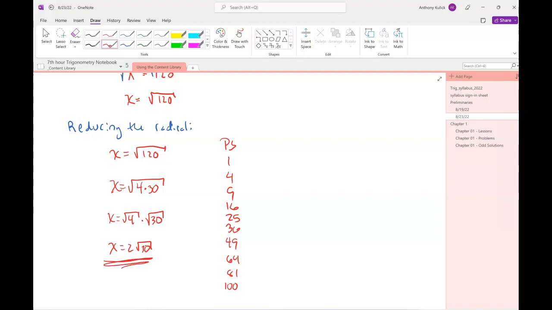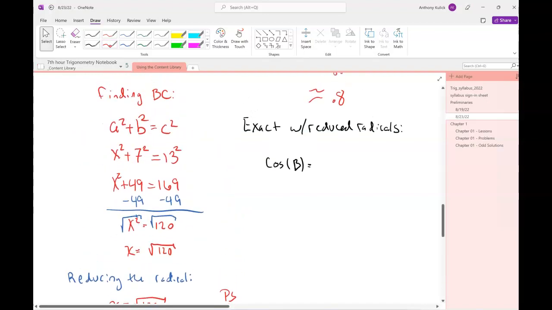So that is our reduced radical, because I noticed that if I look at 30, none of the other perfect squares are going to divide into 30. Everybody's cool? Other than one, which we don't care about, right? I should be specific. Okay? So when I write my answer with reduced radicals, my adjacent is really going to be 2 square root 30, and the hypotenuse will be 13.